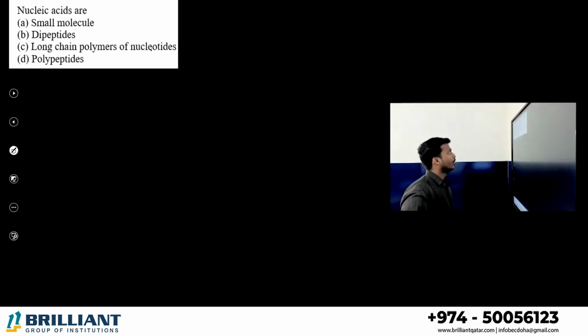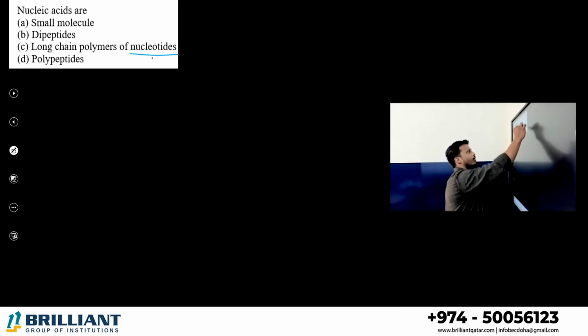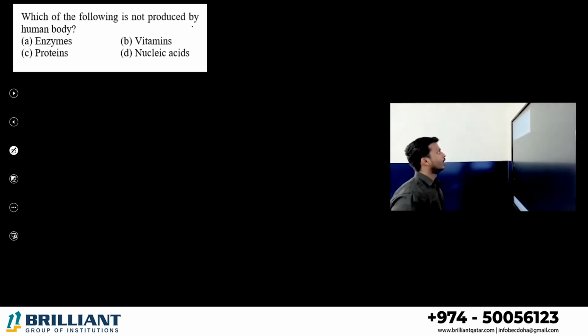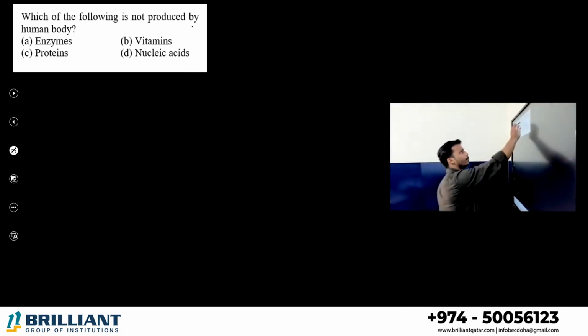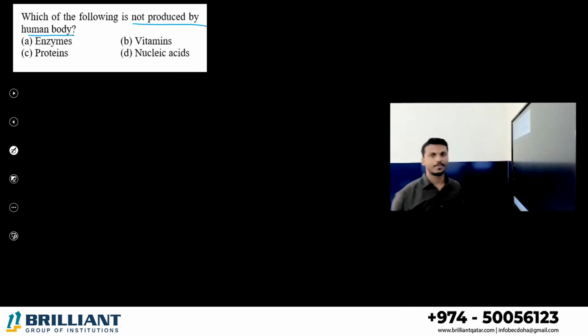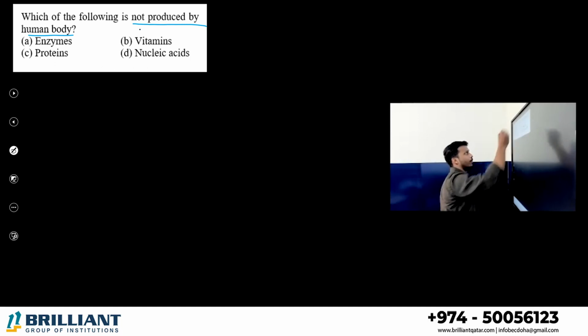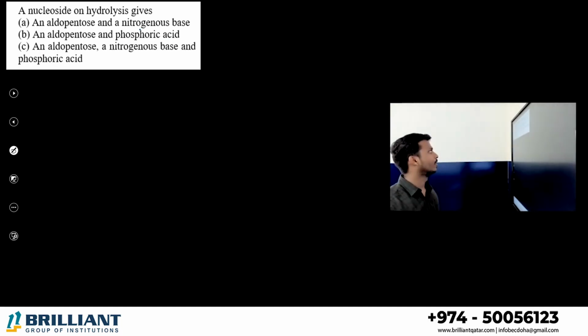Next, nucleic acids. DNA and RNA are composed of so many of which one? Nucleotides, a long chain polymer of nucleotides. Which of the following is not produced by the human body? Whether it is enzyme, protein, vitamin, or nucleic acid. The human body cannot prepare which one? Vitamins.